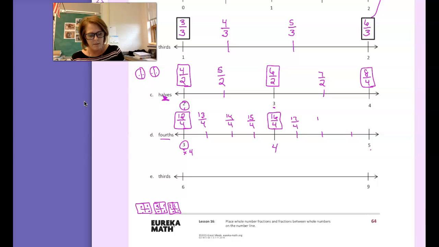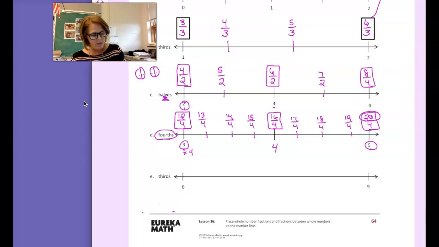17 fourths, 18 fourths, 19 fourths, 20 fourths, and we're going to put a box around that because it's a whole number. And if you think, 5 times our fourths is 20.